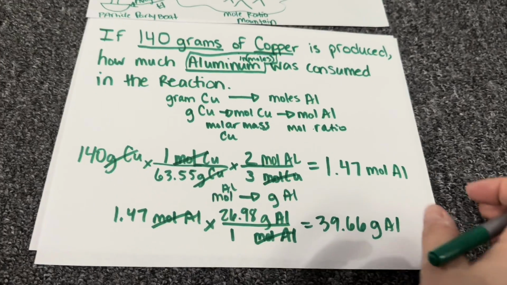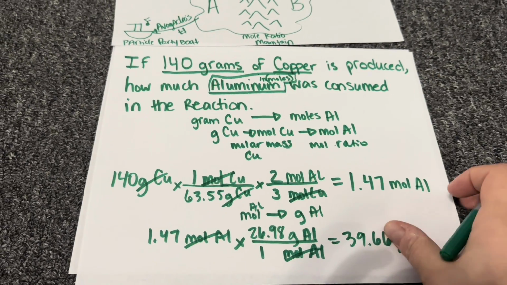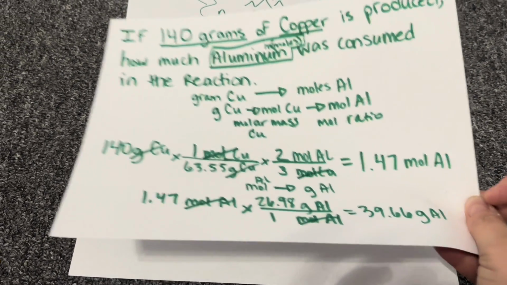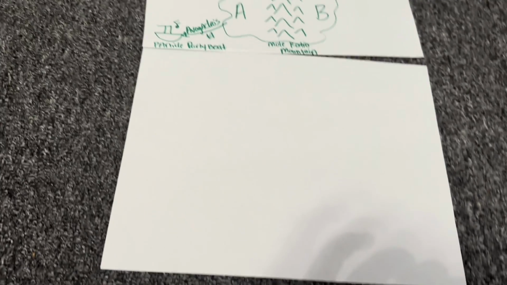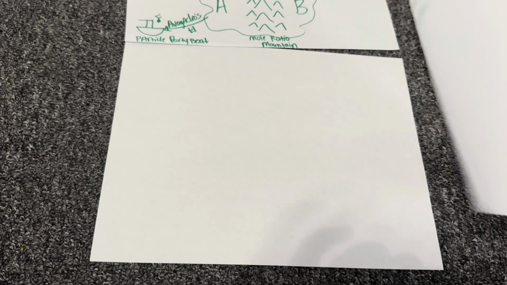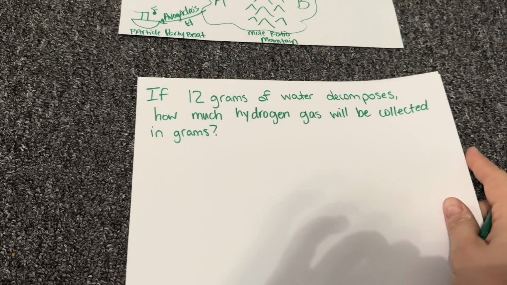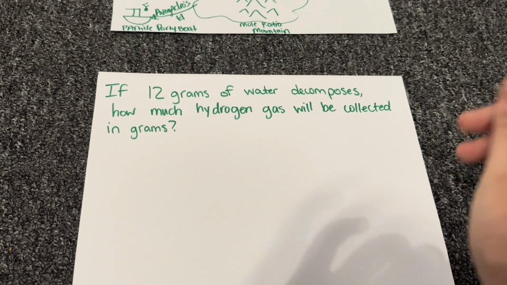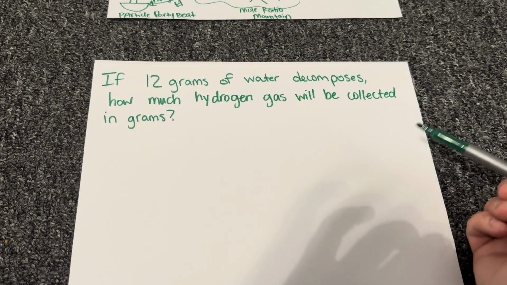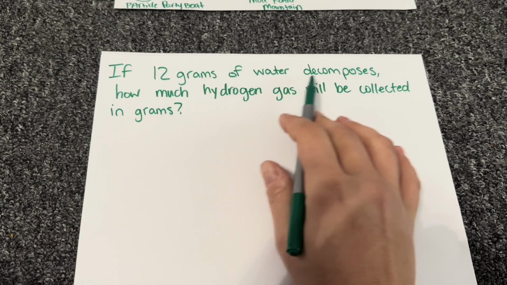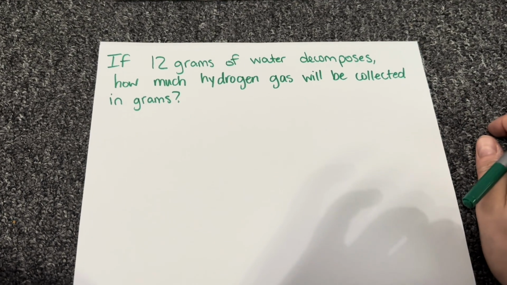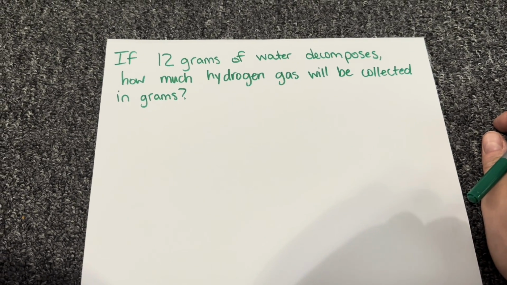So in this problem, we were going from grams of one thing to moles of another thing. We can actually go from grams of one thing to grams of another, and that would be considered a full stoichiometry problem. Right, so here is our last problem we're going to work together. If 12 grams of water decomposes, how much hydrogen gas will be collected in grams?